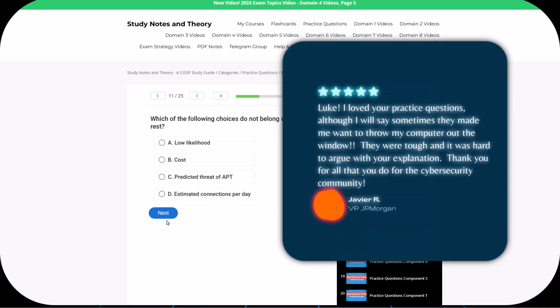Crazy. All right, which of the following choices do not belong with the rest? Oh boy.